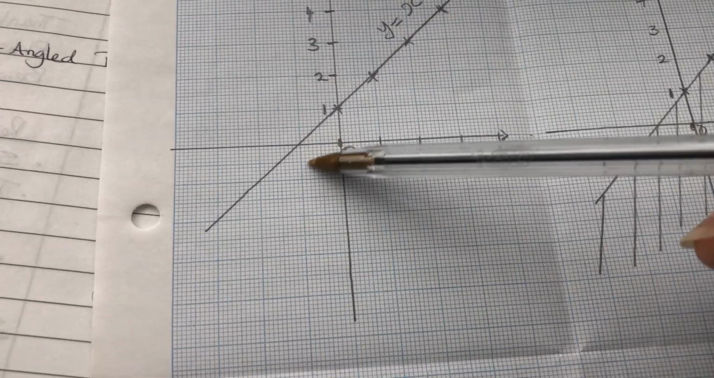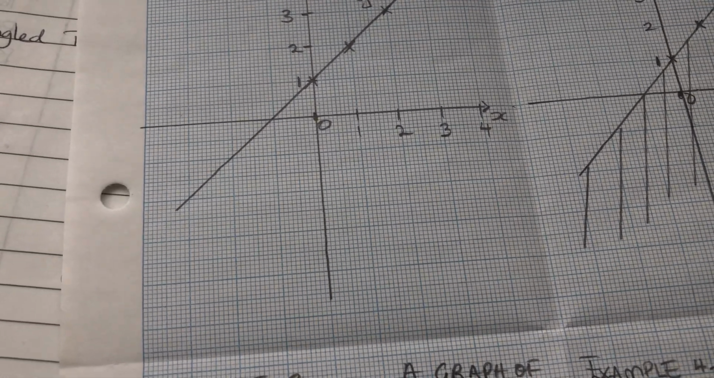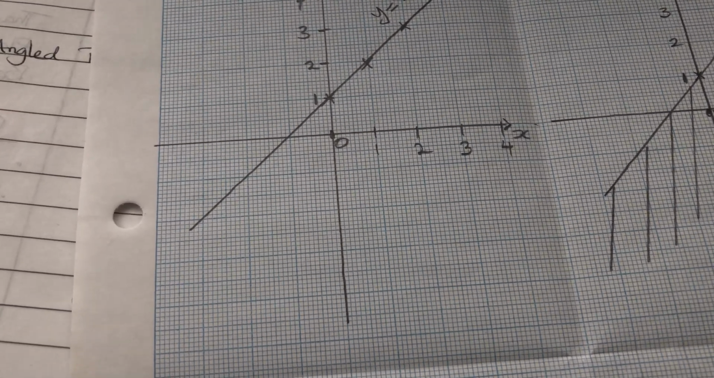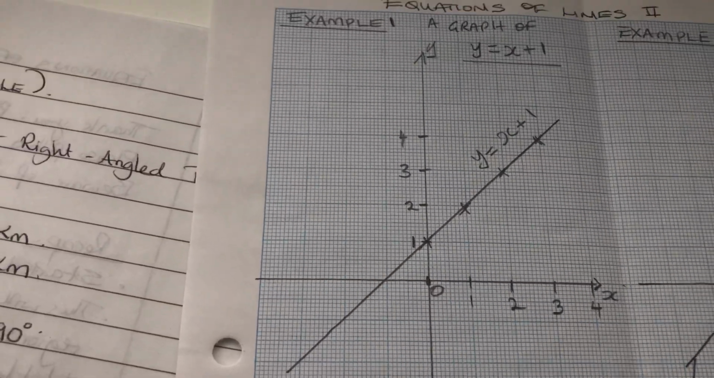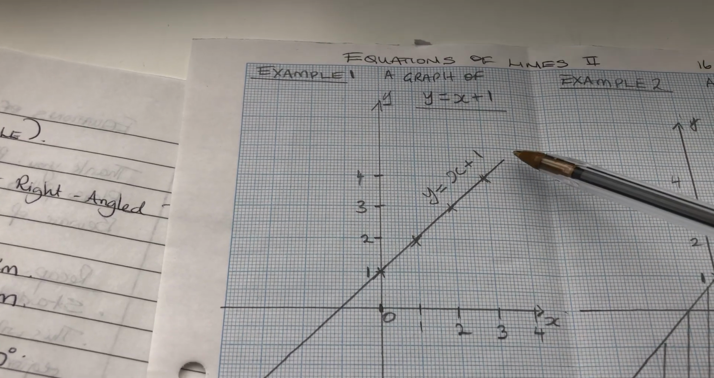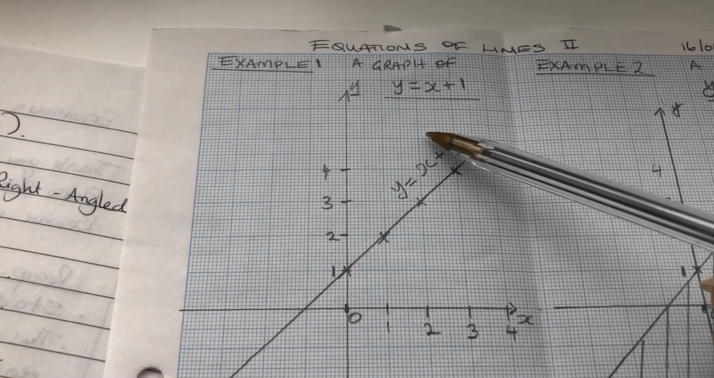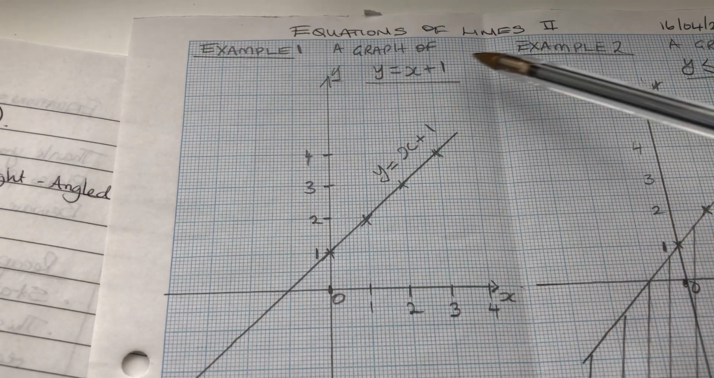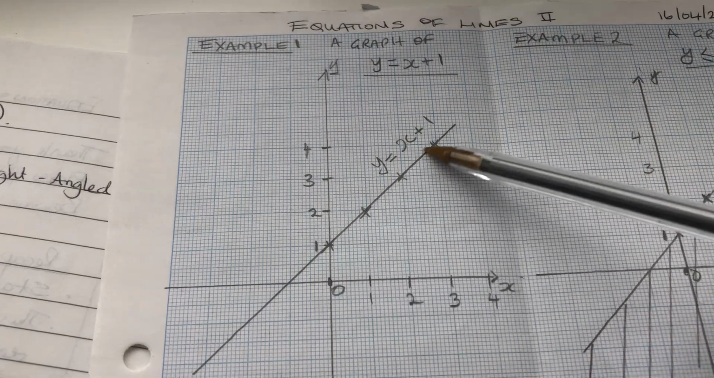I could do the negatives, but I wasn't given any interval. Assuming I was given an interval between -2 and +3, then I'd use that. But here I wasn't given one. So I draw these four coordinates and join them with a straight line. So that is the graph y equals x plus 1.